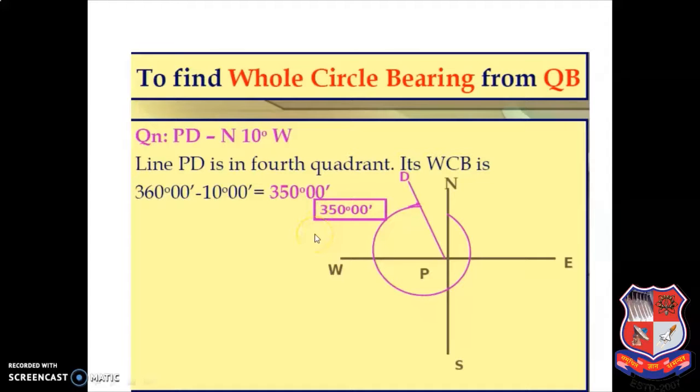So dear student, we have seen 4 examples in which WCB is given to you and you have to calculate RB, and next 4 examples in which RB is given and you have to calculate whole circle bearing. And you can calculate this based on the figure also, and if you want to remember the previous table, you can do that also, no problem.